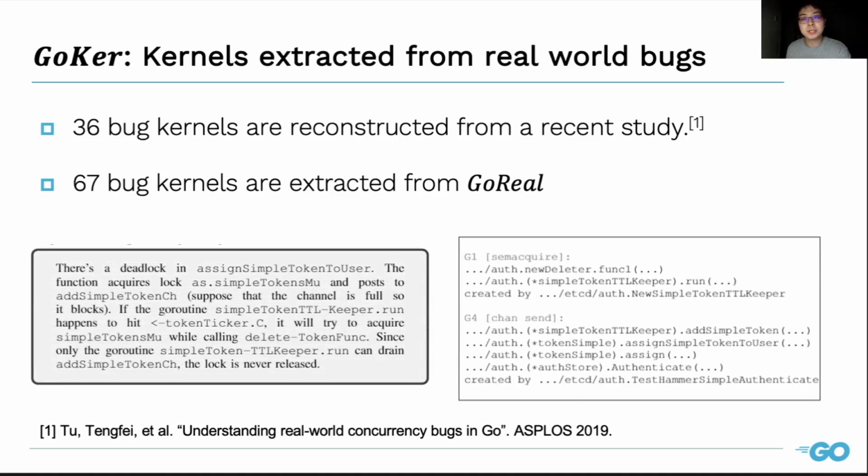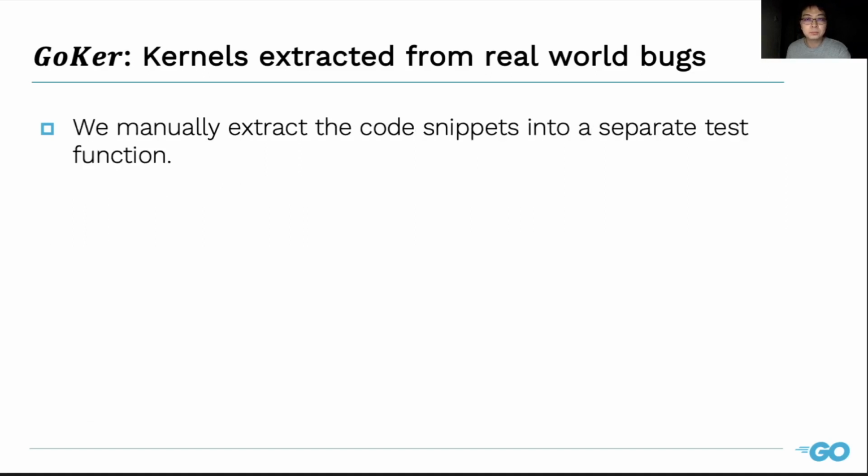These descriptions and backtraces can help us understand the root cause of the bug, so as to help us keep the same root cause in the bug kernel. We manually extract the code snippets into a separate test function. During extraction, we simplified the code snippets from 3 aspects.